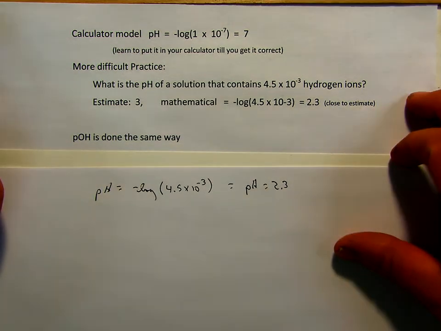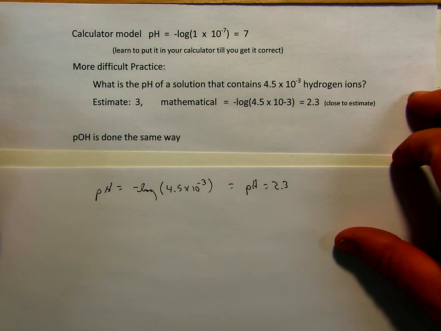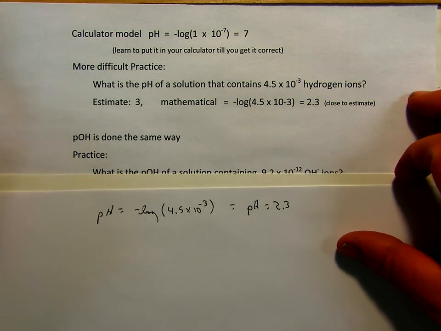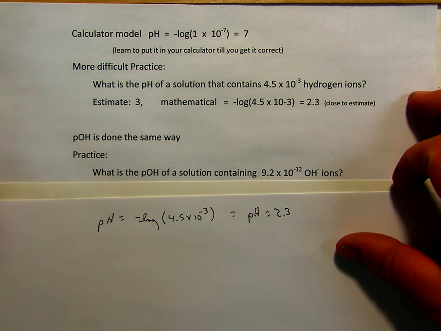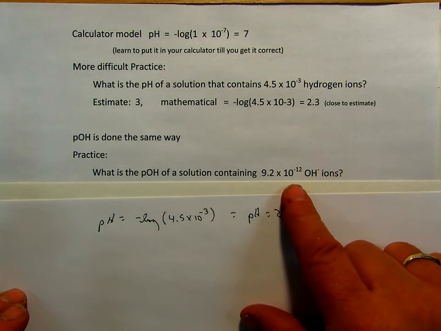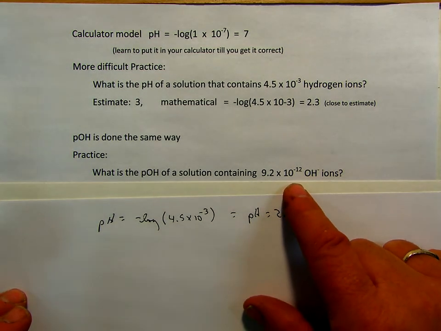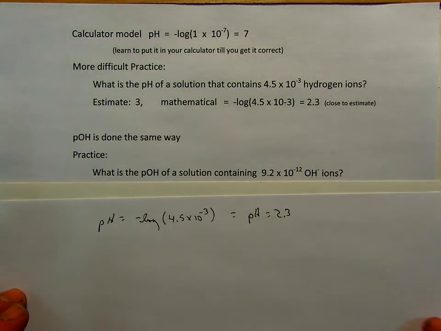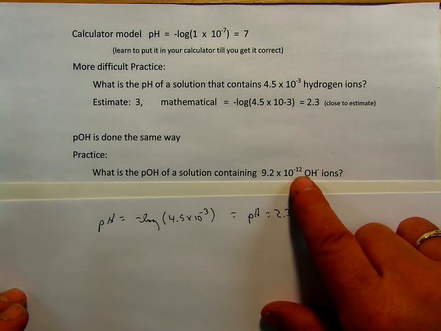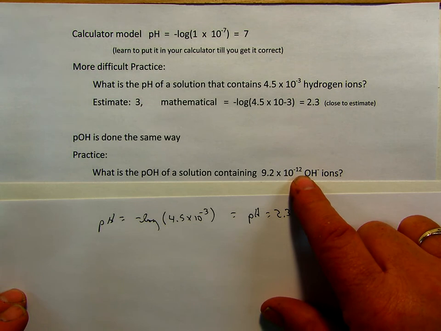pOH is done exactly the same way. If pH is negative log of the H, does it make sense that pOH is equal to the negative log of the OH? So let's try a practice. If that's the case, could you calculate the pOH of that solution? Put the video on pause and try it, and then we'll come back in just a second. I think you're going to see that the pOH is pretty close to 12.